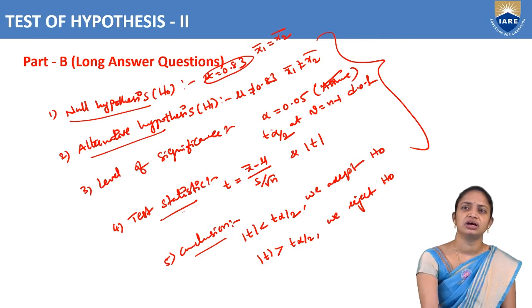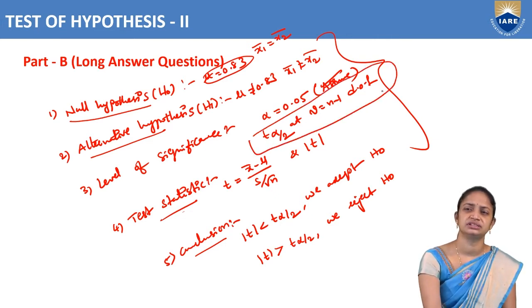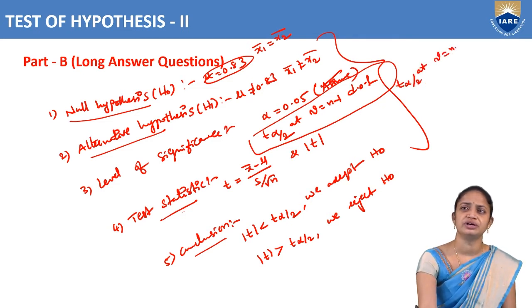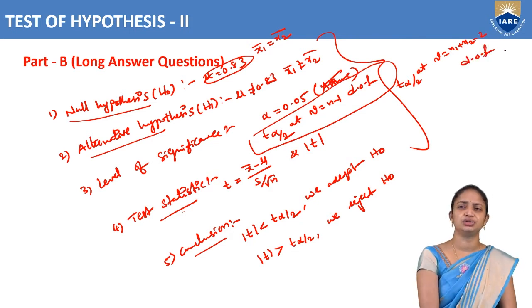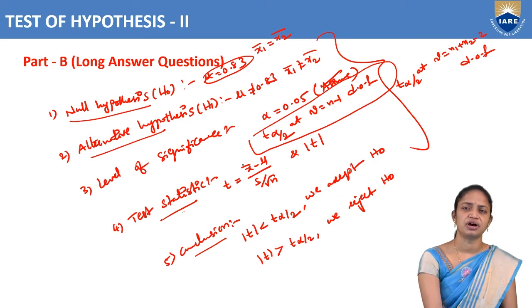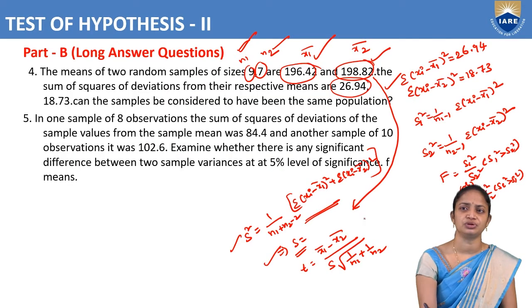And what about the t distribution for difference of means? We have to take t alpha by 2 at n1 plus n2 minus 2 degrees of freedom in the level of significance. What about the formula? Instead of the earlier one, we have to use the second formula, that is t equal to x1 bar minus x2 bar divided by s into under root of 1 by n1 plus 1 by n2. That is the t test for difference of means formula.